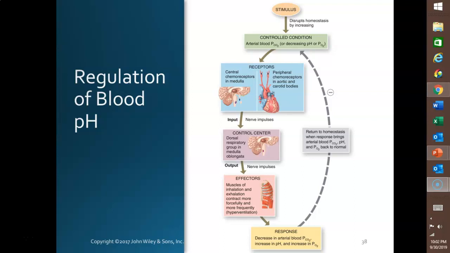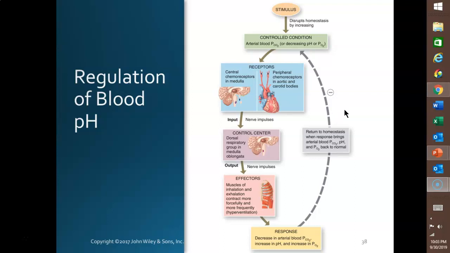So hyperventilation occurs. We breathe faster so that we exhale more CO2. What does that do? Decreases arterial blood partial pressure of CO2, causes an increase in pH as we form less carbonic acid, and increases the partial pressure of the oxygen and returns us back to homeostasis.